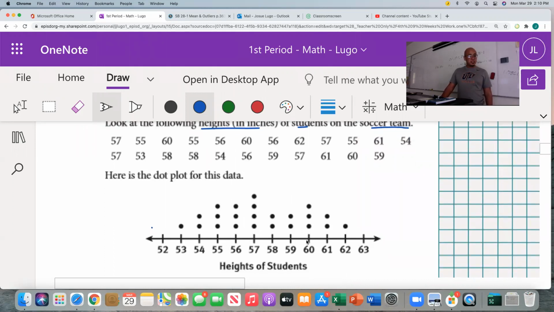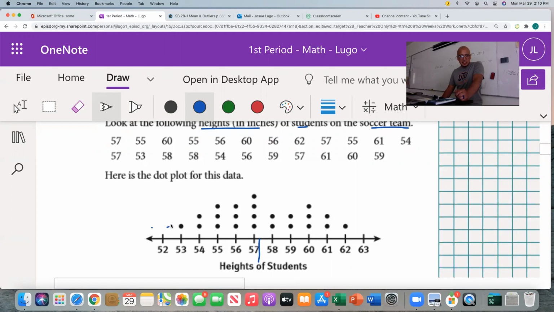Now notice, ladies and gentlemen, if I were to ask you what is the average height of these students, I'm essentially asking you around how tall are these students? I'm looking for one number that is a good representation of how tall these students are. And so you can think about it as what is the balance point for all of these?